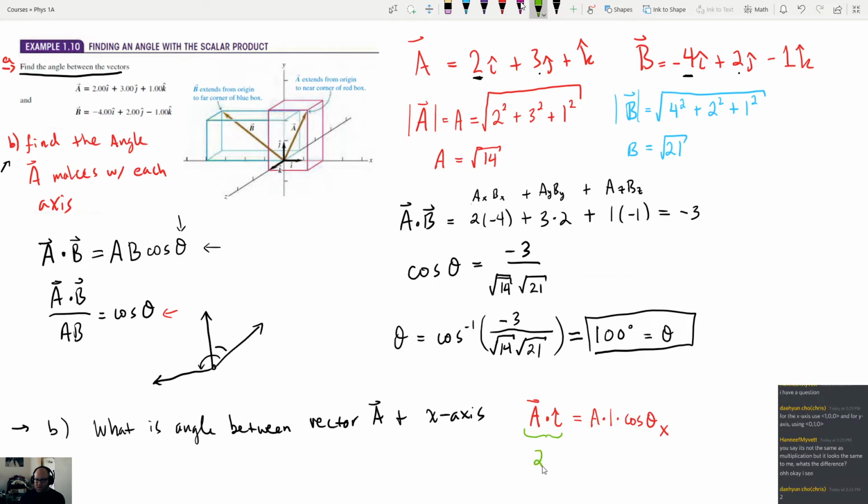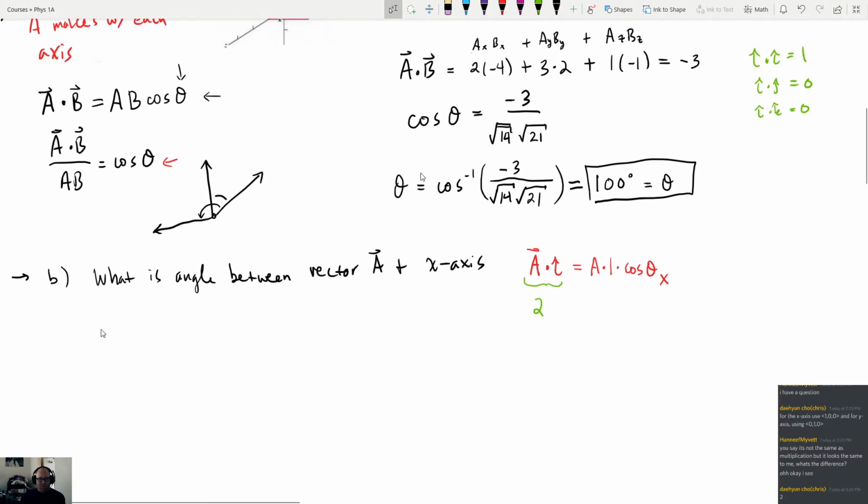It's 2. That's exactly right. Remember, these are the things you have to remember. I-hat dot I-hat is 1, but I-hat dot J-hat is 0, because the angle between these two is 90 degrees, and I-hat dot K-hat is also 0. Let's write the whole thing out. It's 2, 3, 1, right? So what we're doing is 2 I-hat plus 3 J-hat plus 1 K-hat, and we're dot producting that with I-hat. So you're going to get 2 I dot I, which is going to be 2, and then 2 I dot j, which is going to be 0.